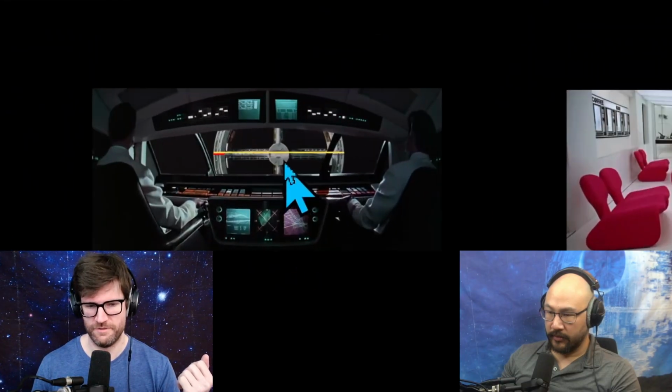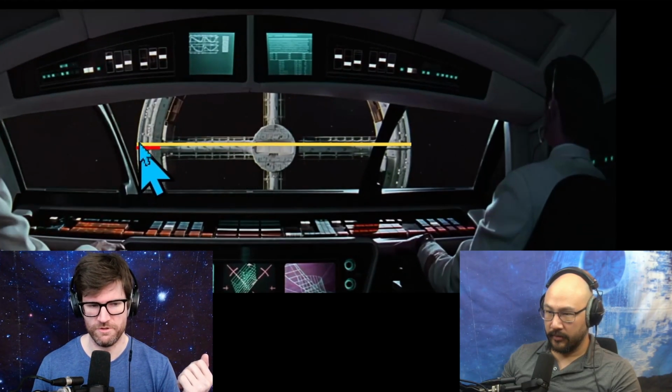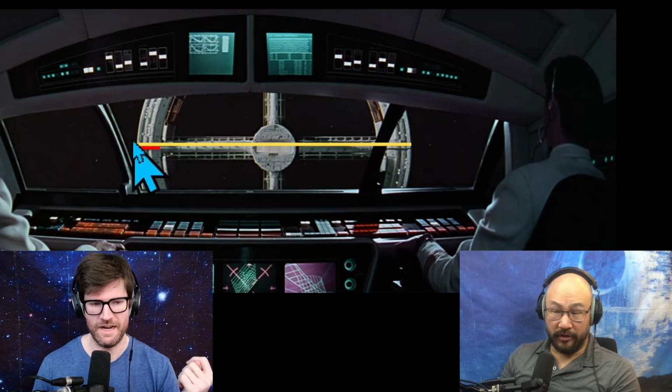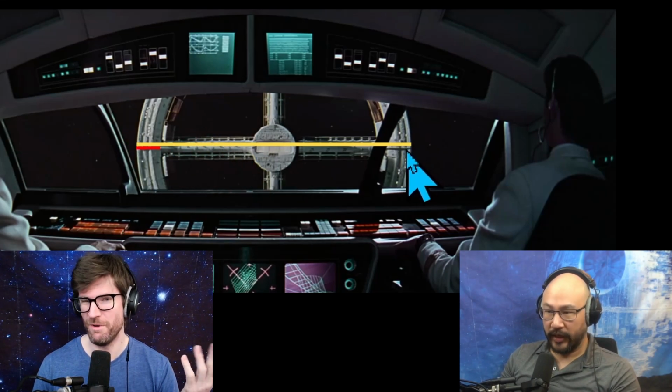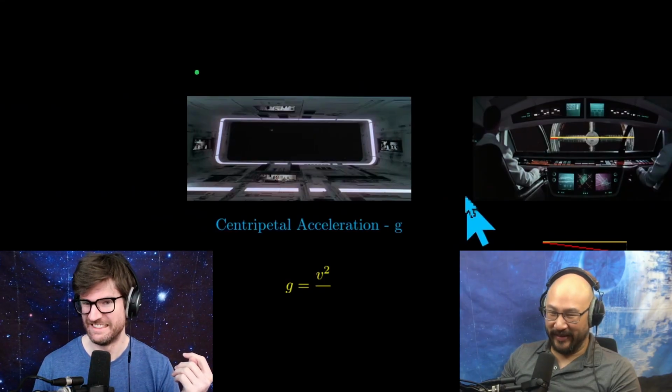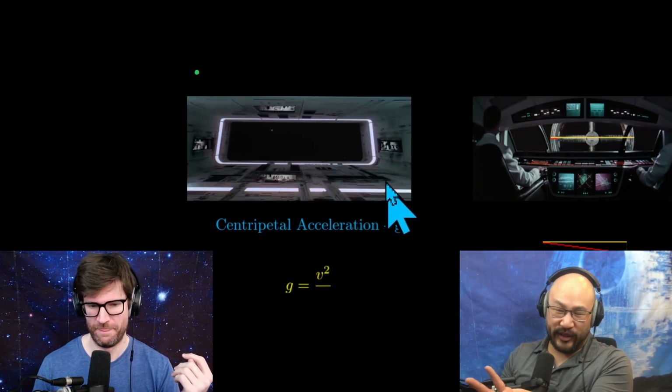So the radius, which would be the distance from the outer here to the inner here, is 45 meters. So 90 meters in diameter. Actually kind of small. Kind of small, but also I don't know what a space station would be. So if that's what you got, that's what you got.